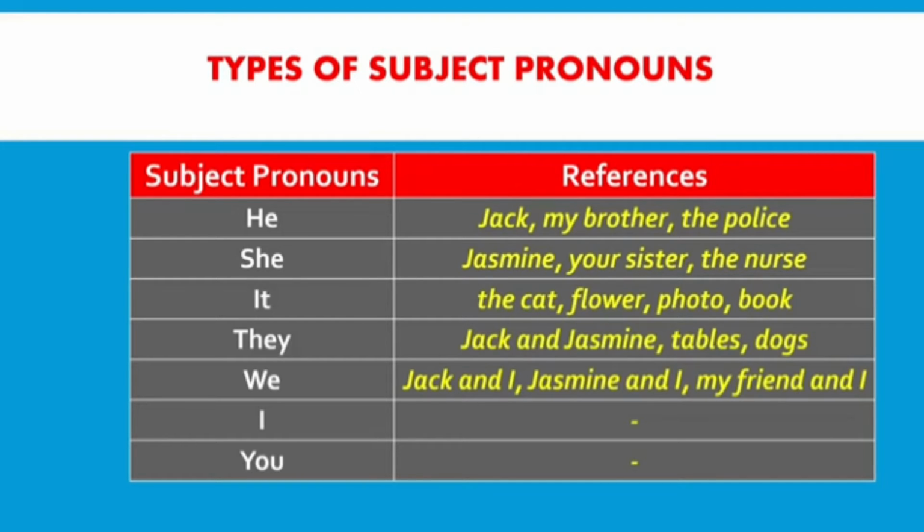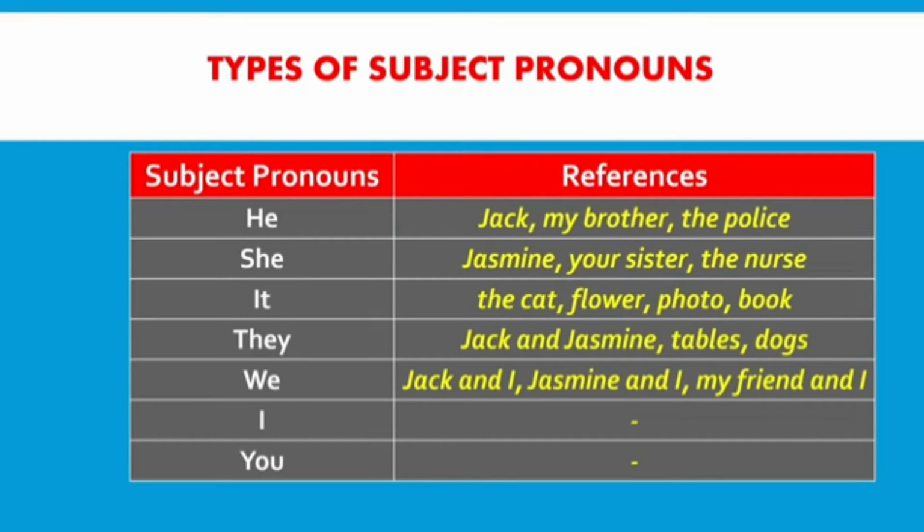Tables. Tables is a non-human thing. Because there is an S at the back there, which means the table is actually more than one, we use they as well. The same thing goes for dogs. Dogs are non-human too, but because there's an S at the back there, we would say the dog is more than one. So we have to use the subject pronoun they to refer to these dogs.